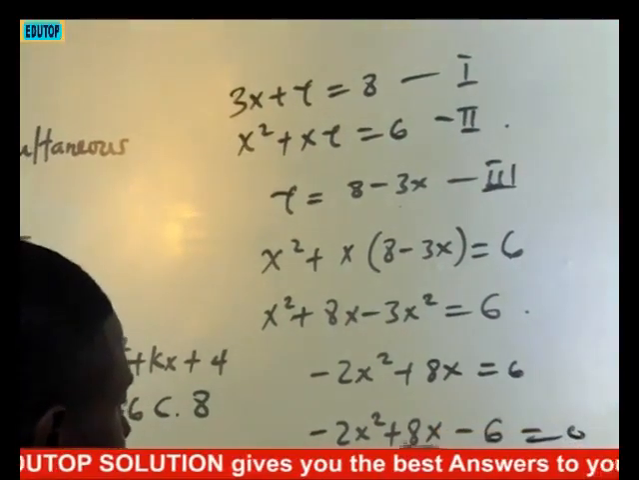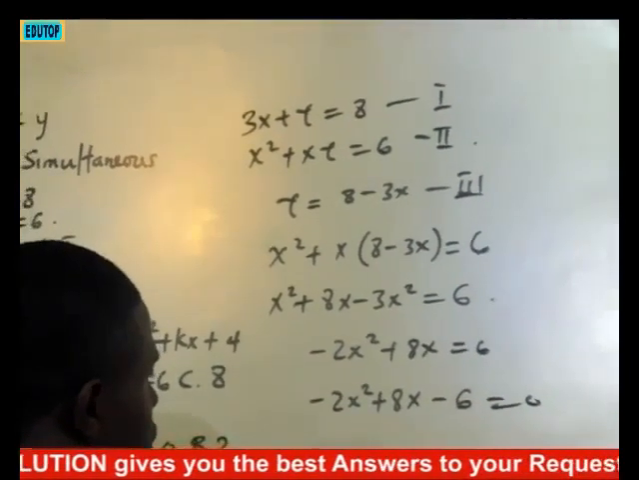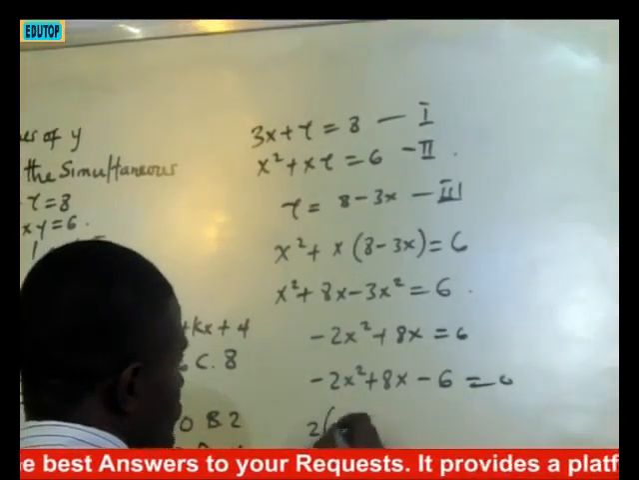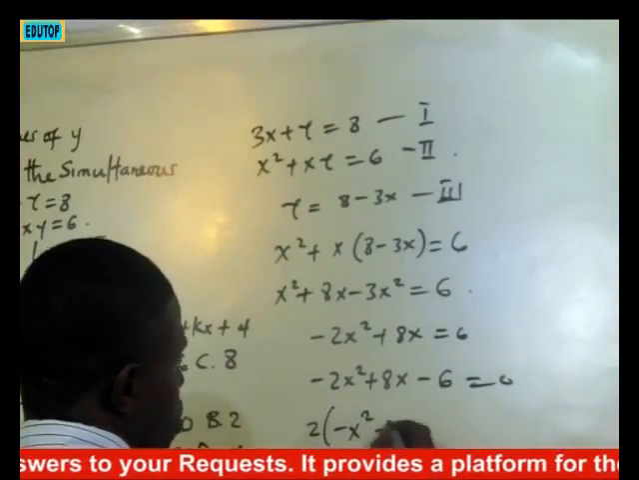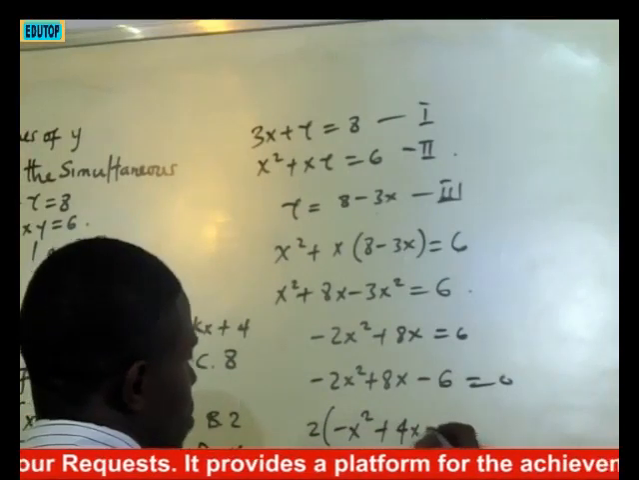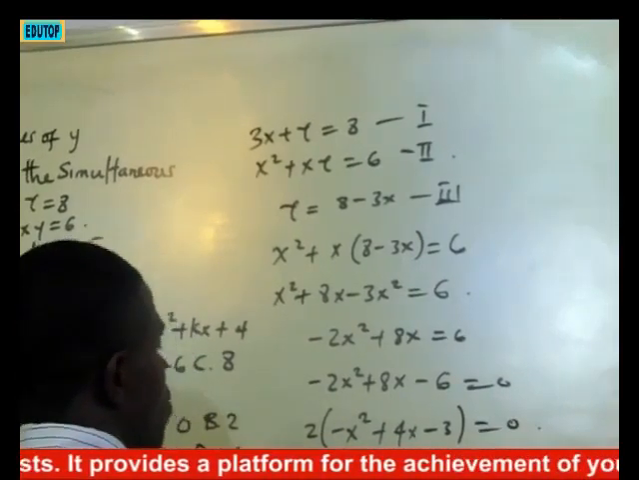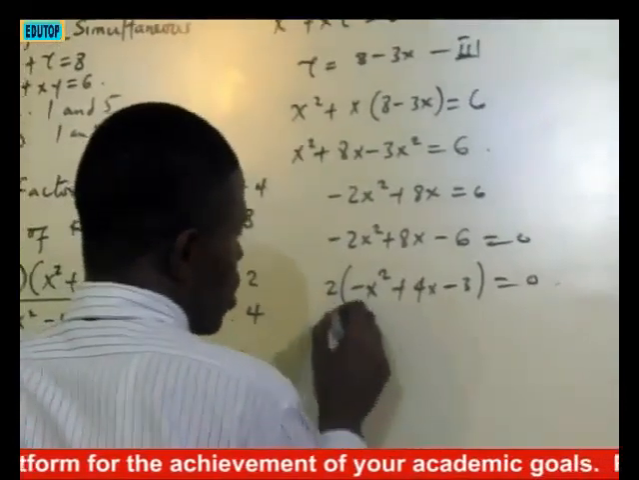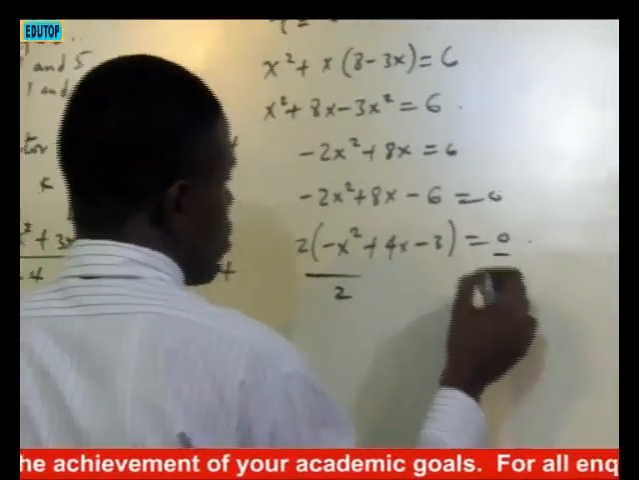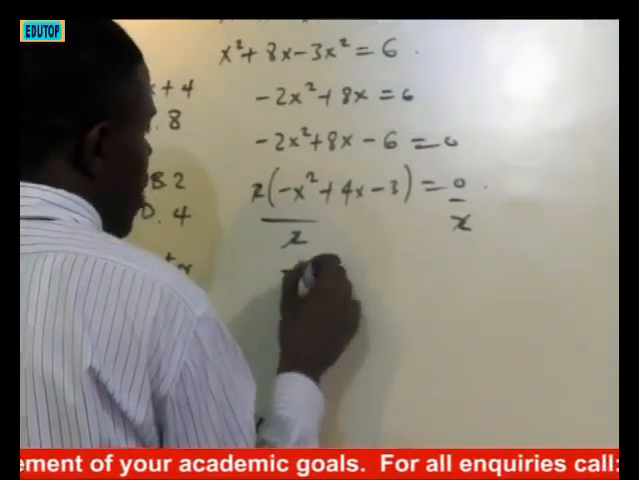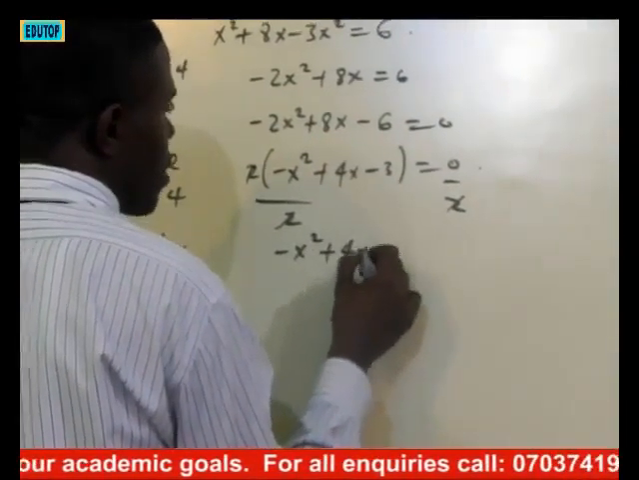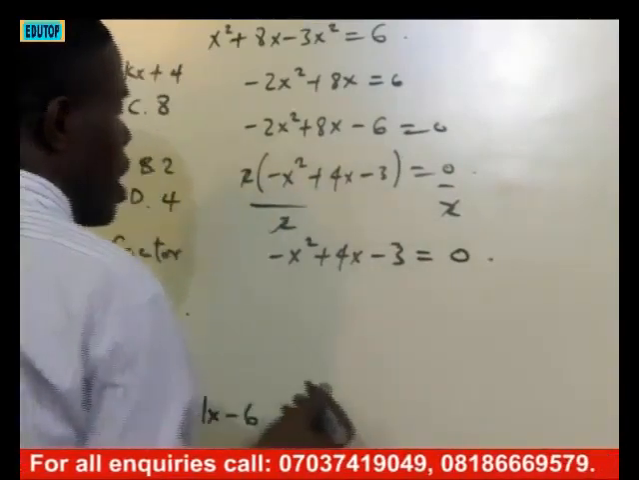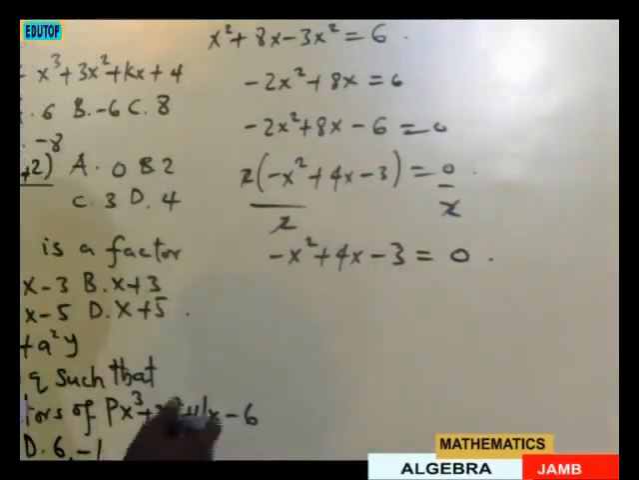So let me factorize 2 out. Then I have minus x squared plus 4x minus 3 equals 0. Then I divide both sides by 2. Divide this by 2, divide this by 2. This one becomes 0. So I have minus x squared plus 4x minus 3 equals 0. Then I want to solve this by using the factorization method.